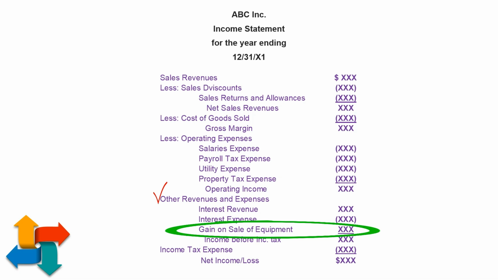You see, we're generating effectively a $2,000 profit in this transaction, but we're not in the business of buying and selling trucks. That's not what we normally do. That's not our normal operations, to buy and sell trucks and try to make a profit on them. So we will reflect the gain in what is really an auxiliary or supplementary kind of transaction, not in the normal course of business, below operating income. It's not an operating revenue and it's certainly not an expense, but it is other revenue and expense.